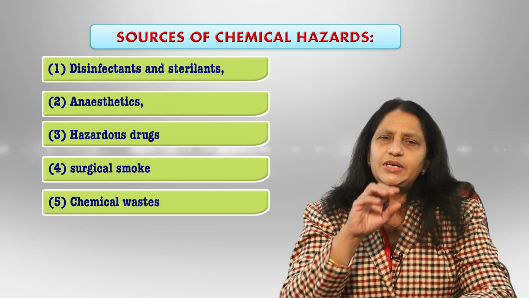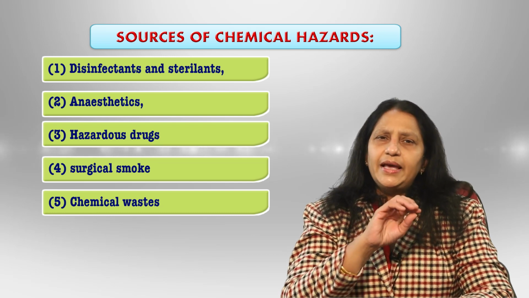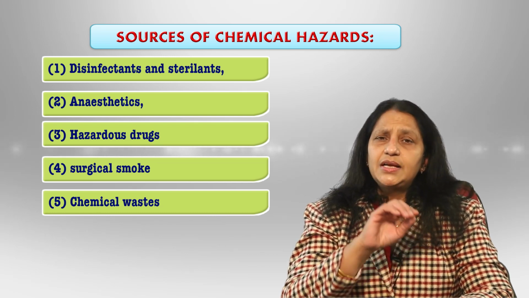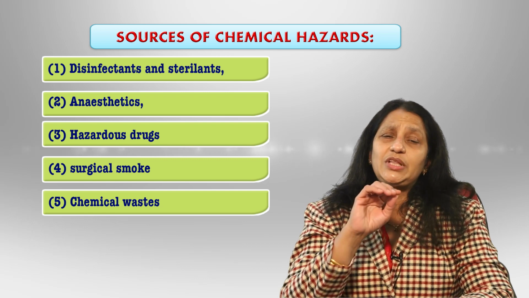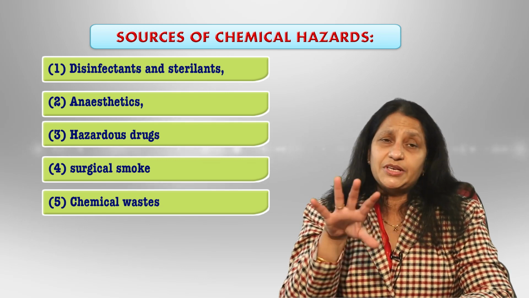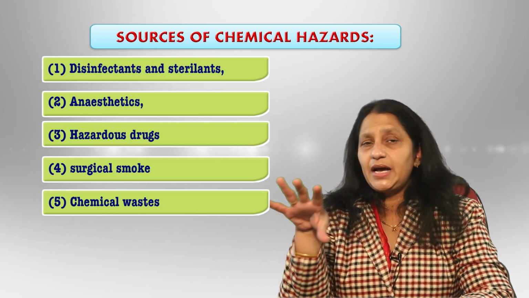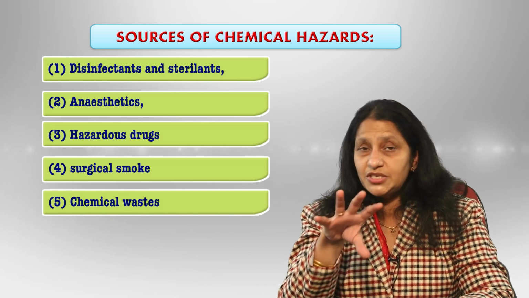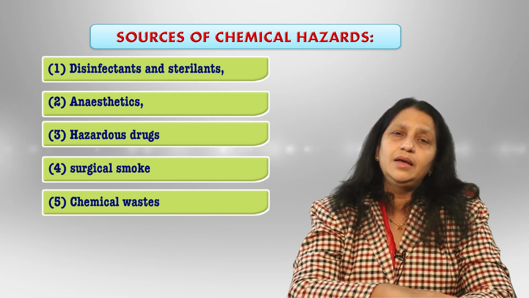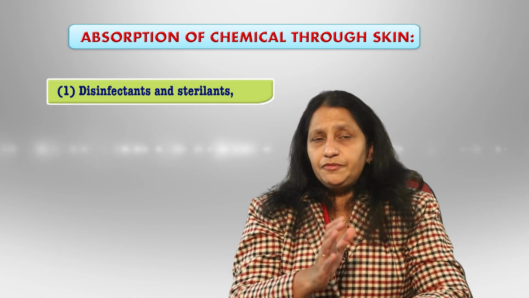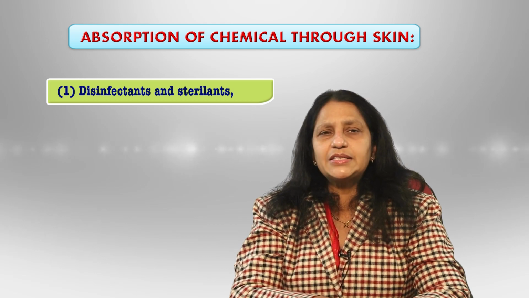And what are the sources of the chemical hazards? Disinfectants, sterilants, anesthetics, hazardous drugs, surgical smoke, and also chemical waste especially. So these five types of sources are encountered by healthcare workers. What is the route of exposure? We have seen absorption of the chemical through breathing or absorption of a chemical through the skin. Now if we look into disinfectants as well as sterilants.